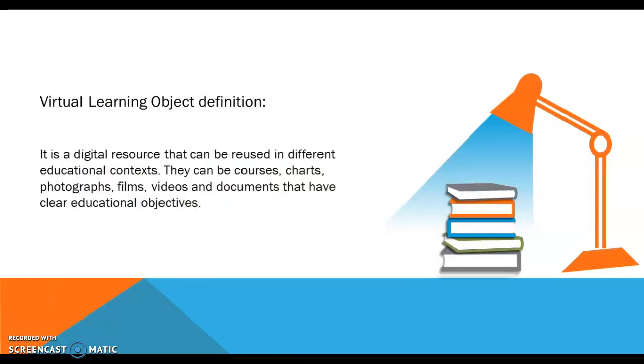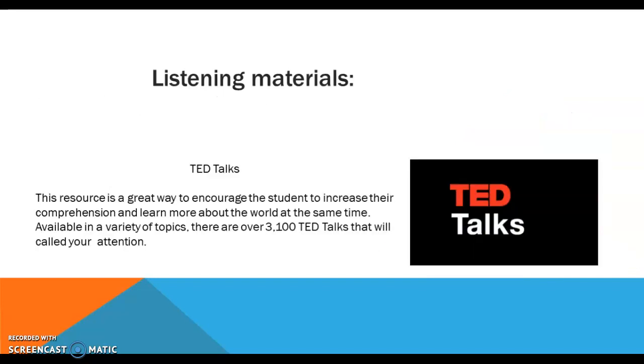Virtual Learning Object Definition. It is a digital resource that can be reused in different educational contexts. They can be courses, charts, photographs, films, videos, and documents that have clear educational objectives.